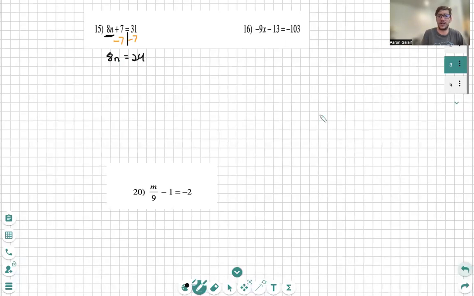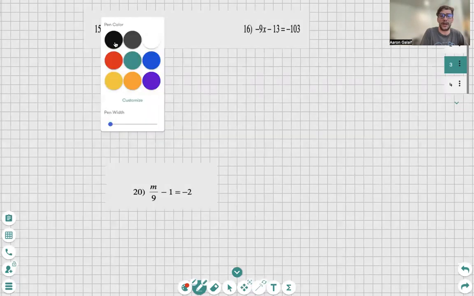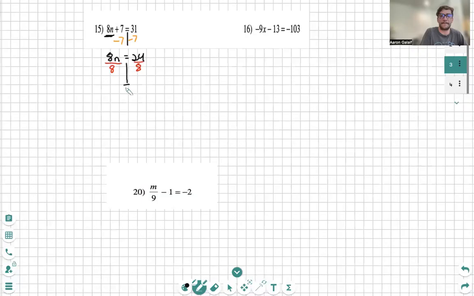Let's use a different color. And what I divide by on one side, I must divide on the other. We will rewrite. 24 divided by 8 is 3. 8 divided by 8 will just cancel. And we see n is equal to 3. That is our answer to this equation.